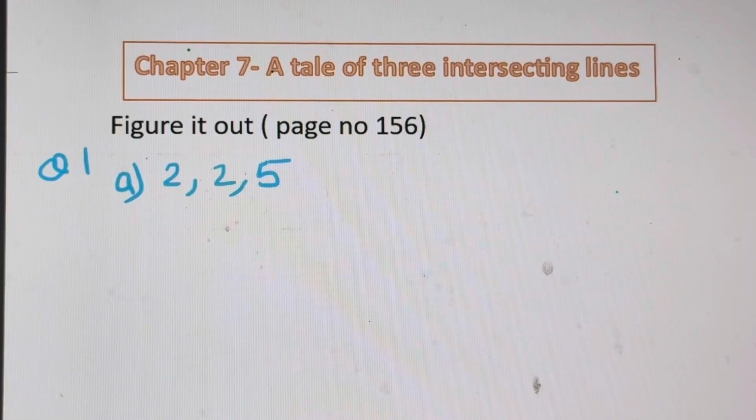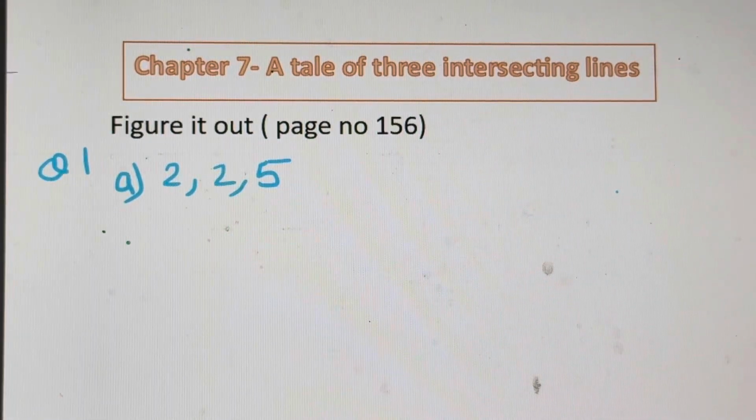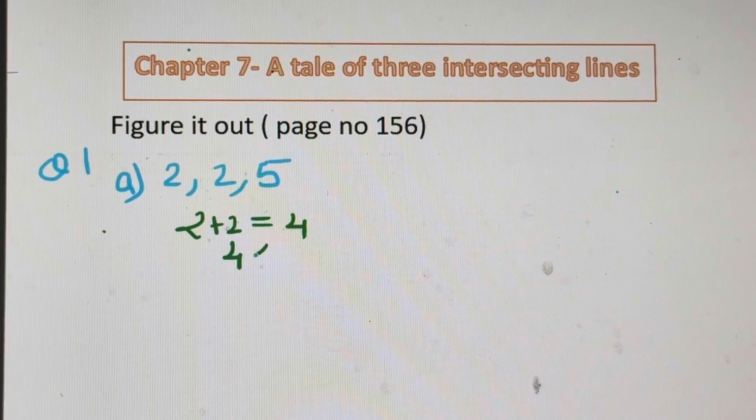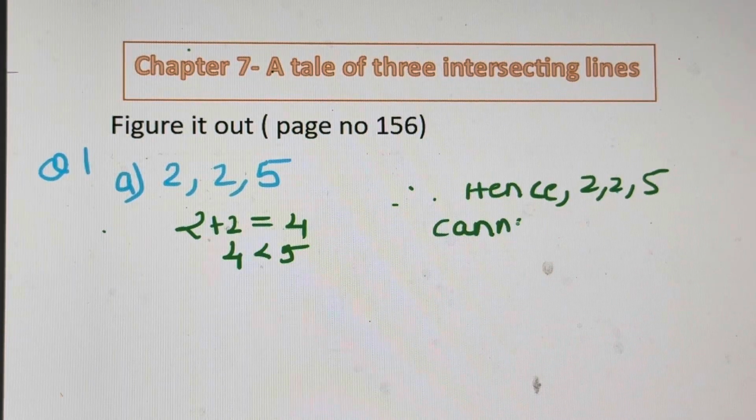So question number 1A. The side lengths are 2, 2 and 5. So let us see. First we take the smaller two sides, 2 plus 2 is 4. Now 4 is less than 5. This should be greater than 5. So you can write that therefore, or hence, 2, 2, 5 cannot be the side lengths.